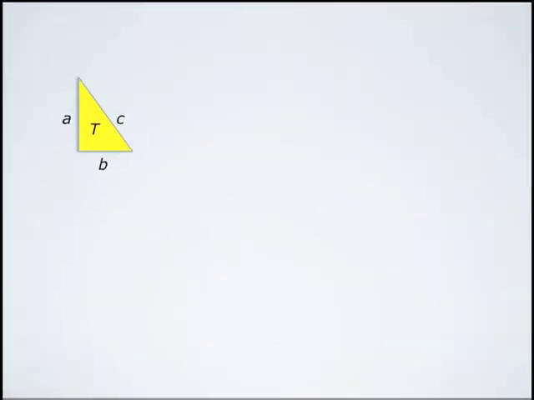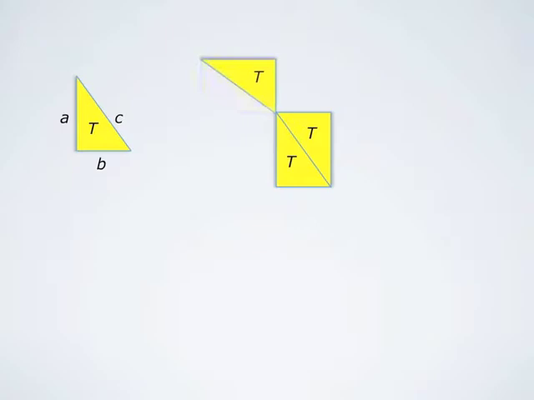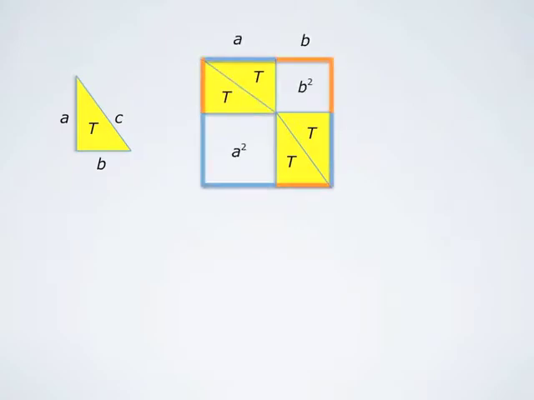Now we use this right-angled triangle. We split the two yellow rectangles that we had in the decomposition of this square of side length a plus b into two right-angled triangles each by a diagonal. Now all these right-angled triangles, there are 4 of them now, have the same area T. And we have that (a plus b) squared is a squared plus b squared plus 4 times T.